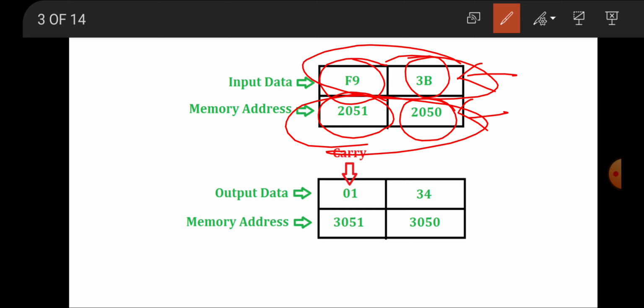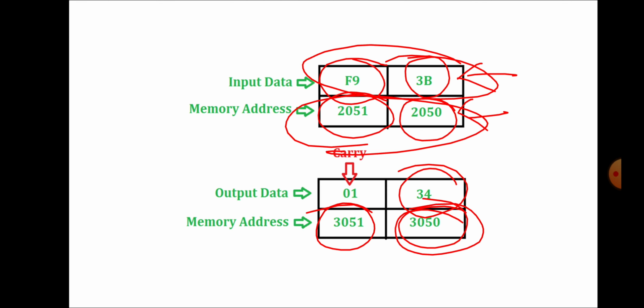Now we are going to store the output or result at 3050. Suppose the result is 34, that is going to be stored there, and whatever carry is generated is stored at 3051. Okay, so let's start with the actual algorithm.